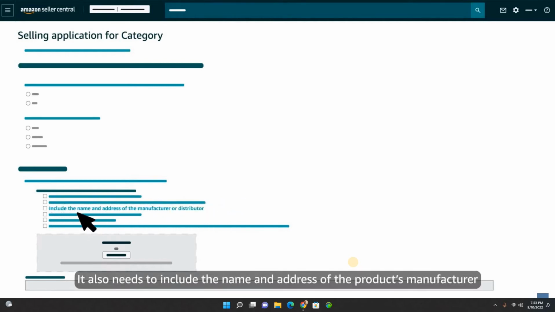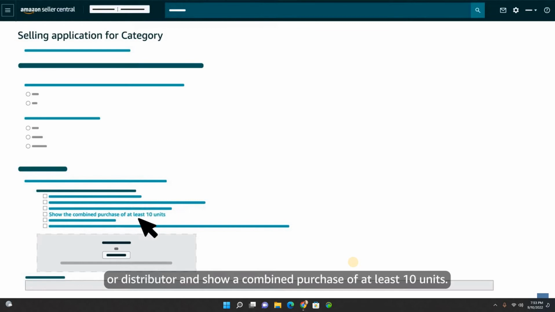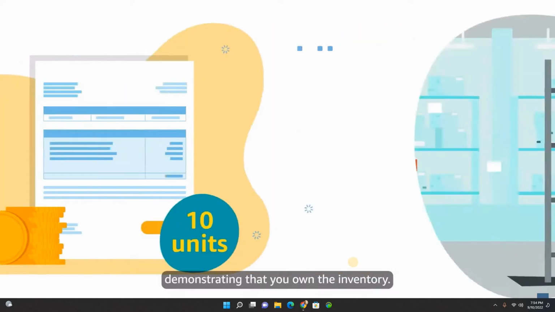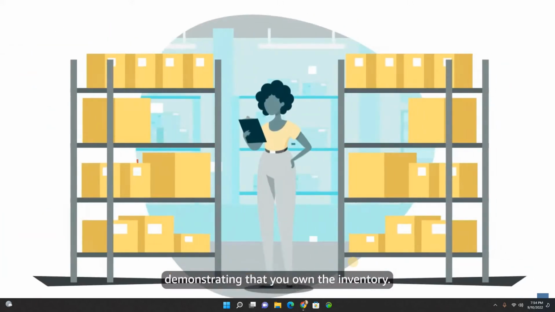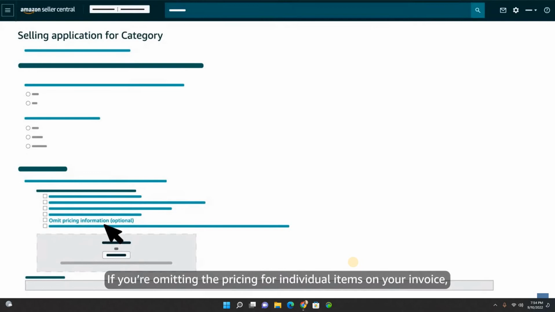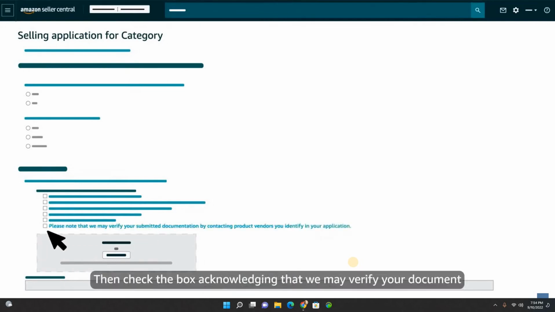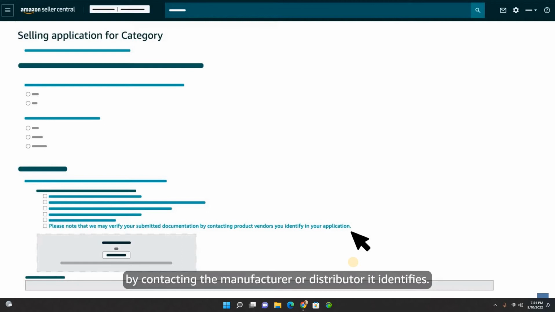It also needs to include the name and address of the product's manufacturer or distributor and show a combined purchase of at least 10 units. That means the invoice should show a paid balance for at least 10 units, demonstrating that you own the inventory. If you're omitting the pricing for individual items on your invoice, check the box to confirm. Then check the box acknowledging that we may verify your document by contacting the manufacturer or distributor it identifies.